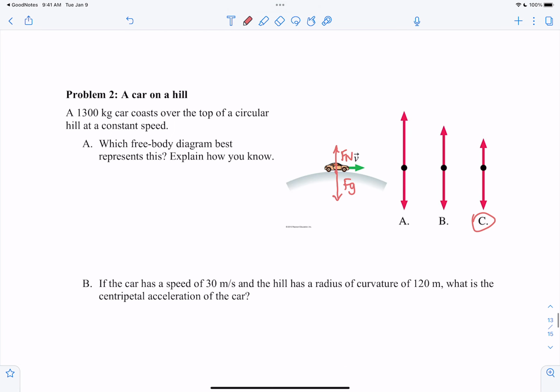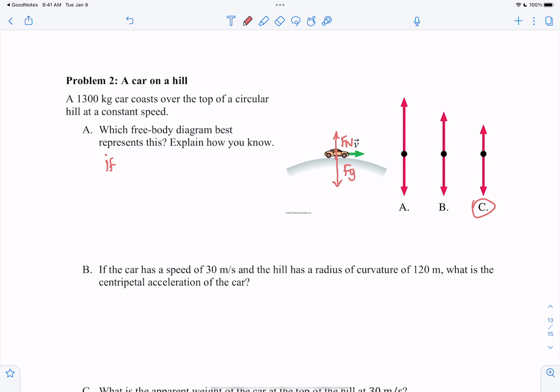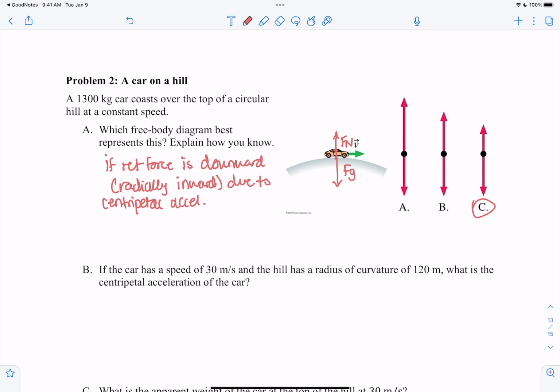For part B then, actually I'll just write real quick. If net force is downward or radially inward, due to centripetal acceleration, then the downward force has to be greater than the upward force. So Fg is greater than Fn in this case.